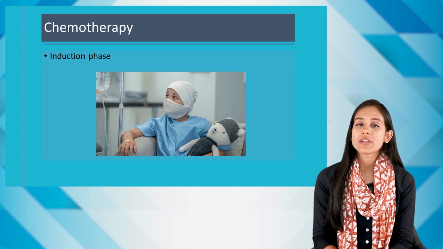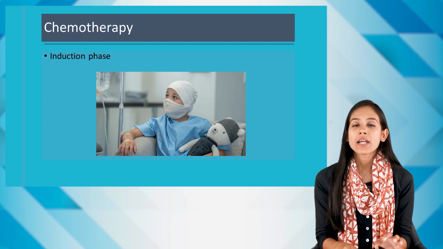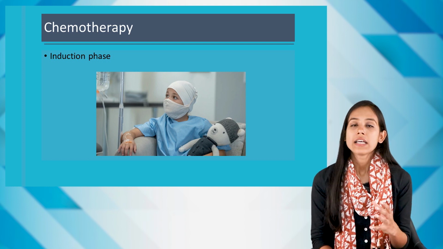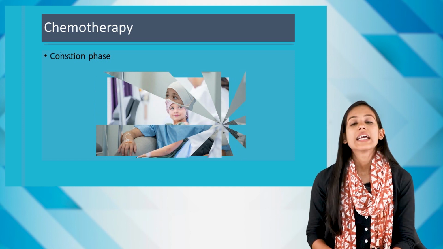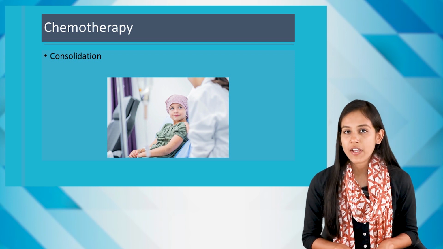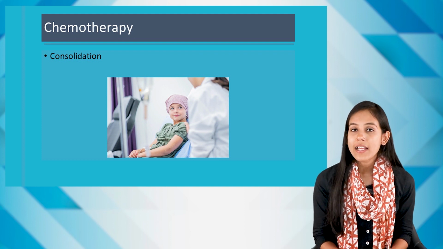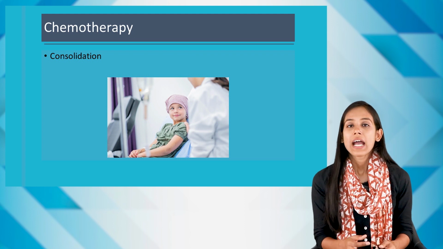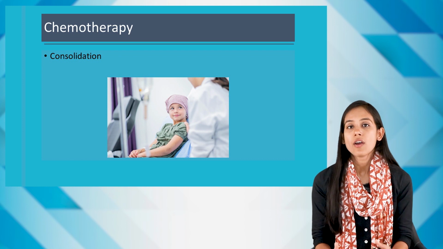So here, as I told you, there are three phases, right? The first phase is the induction phase. This induction phase lasts for around 4 weeks, and the goal here is to kill as many cells as possible. The second phase is the consolidation phase. In the consolidation phase, our goal is to kill any leukemia cells which have been left behind, right?